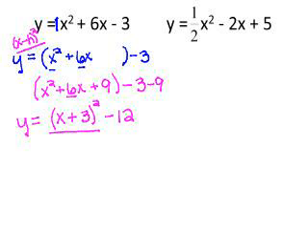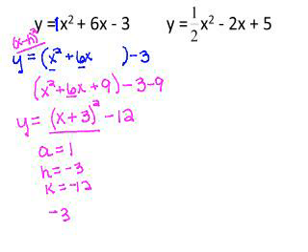Now we have it in standard form. The a value is 1. The h is negative 3. The k is negative 12. And remember, the h, k gives us the vertex. This parabola then has been shifted to the left 3 and down 12.